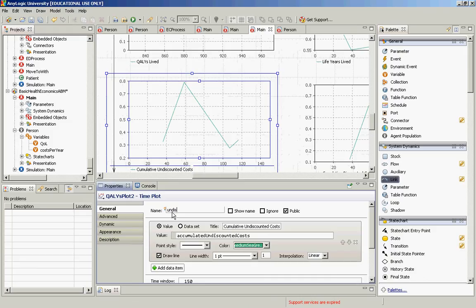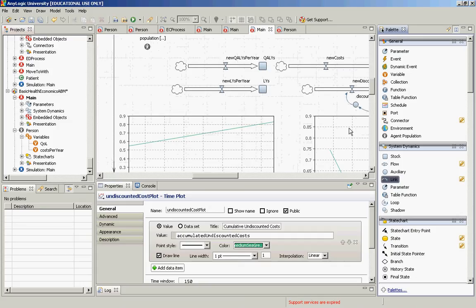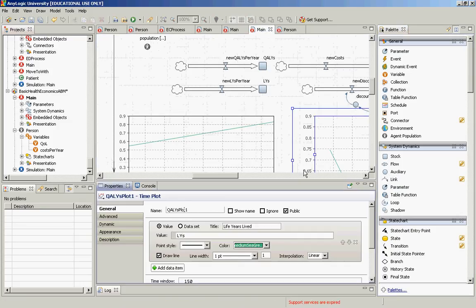So undiscounted cost plot, and based on the fact that was there, I'm guessing that even this life years one is not named properly. So this would be life years plot. Okay. Fine. So we should be able to compile that, build successfully, and we can run it either by right-clicking here or using this button up here.